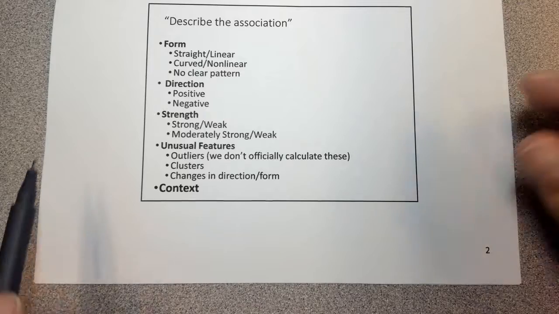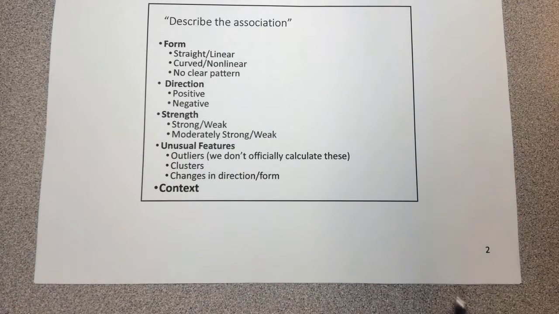When you are asked to describe the association between two quantitative variables, it's very much like the question, describe the distribution, that we had in the first unit. To describe the distribution means to cuss. We talk about shape, center, spread, unusual features. This is very much the same.